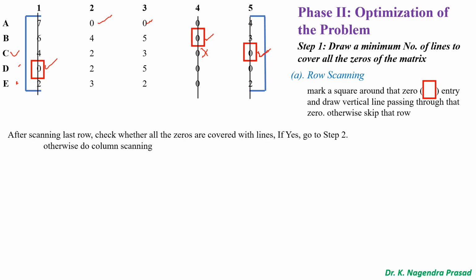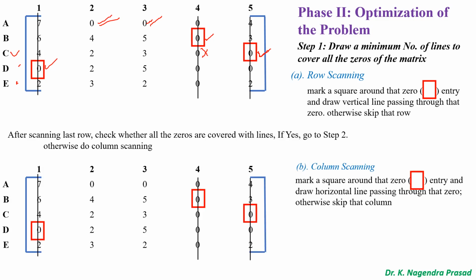After scanning the last row, we have to check whether all the zeros are covered with lines. If yes, then we go to step 2. Otherwise, we have to go for column scanning. Here, 2 zeros are not covered with lines, so we have to go for column scanning.